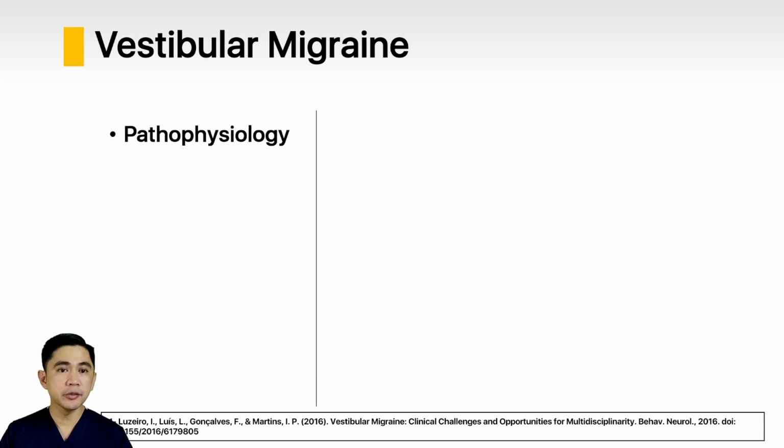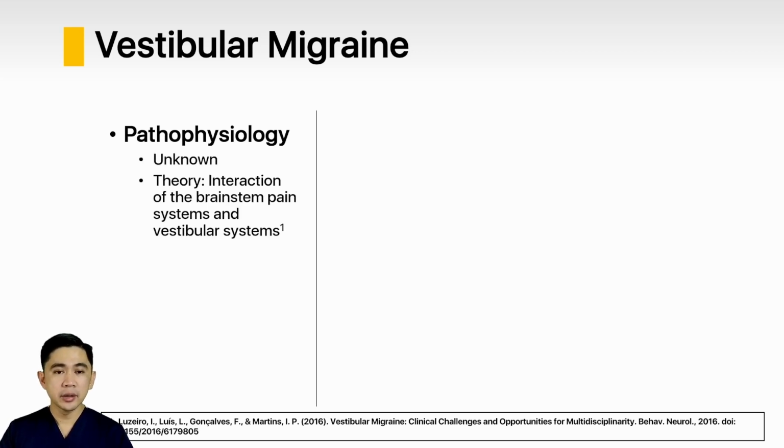So the pathophysiology of vestibular migraine is unknown. However, there is a theory that there is an interaction of the brainstem, pain systems, and vestibular systems. Simply said, the migraine center of our brain is just nearby the dizziness center. Whenever we have hyperstimulation of that migraine center in our brain, it also stimulates the nearby dizziness center. That's the theory that can explain vestibular migraine.